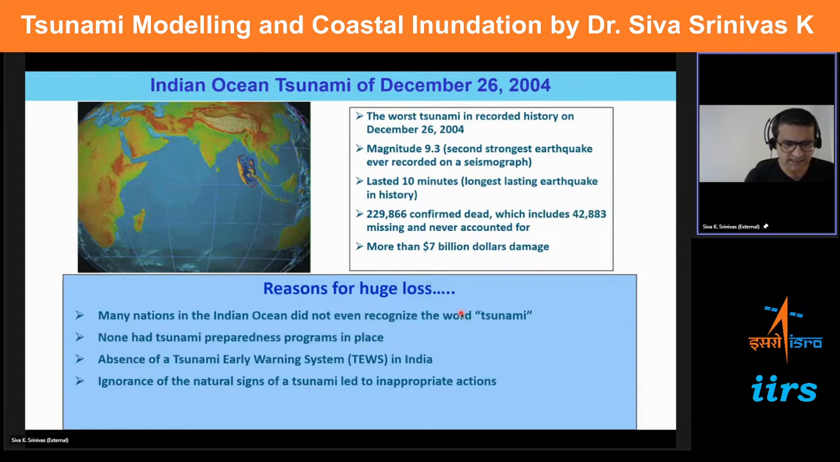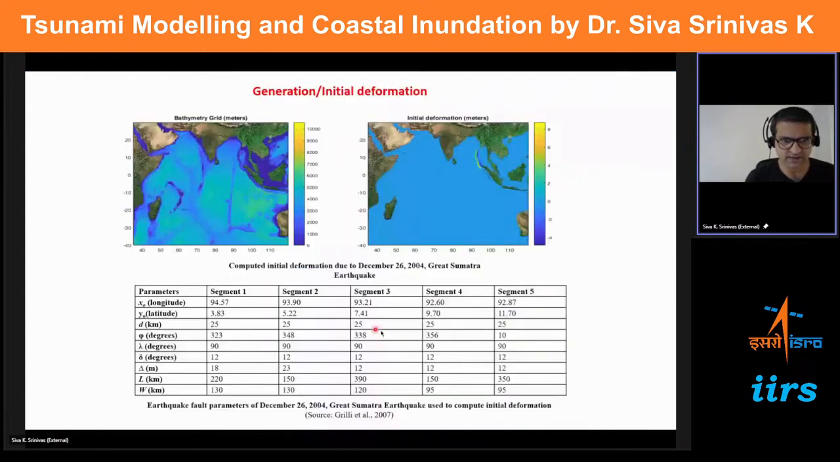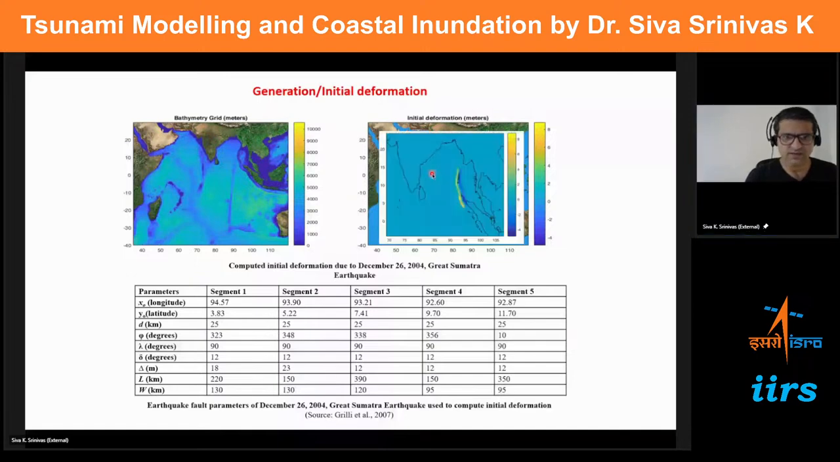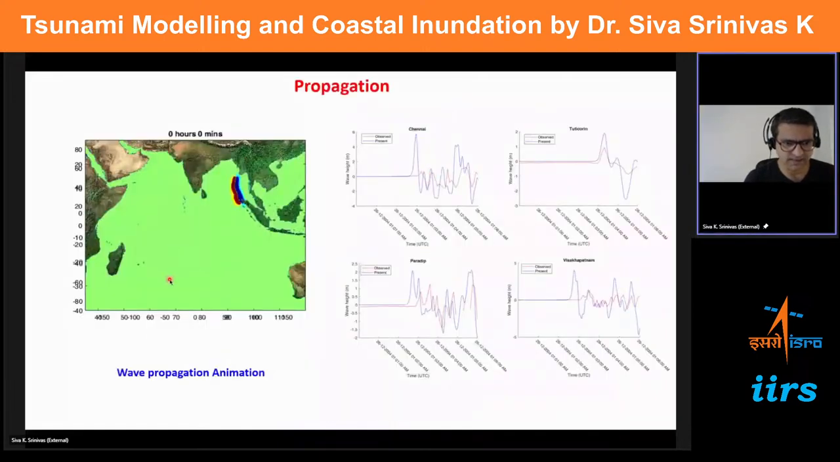So these are the initial fault parameters. This is the GEBCO bathymetry we have used, the bathymetry at different locations. Using these fault parameters, this is the initial deformation. See, the earthquake has triggered and raised the free surface to a height of 8 meters. Now, under gravity, this will move towards the coast. So this is a typical animation of the wave.